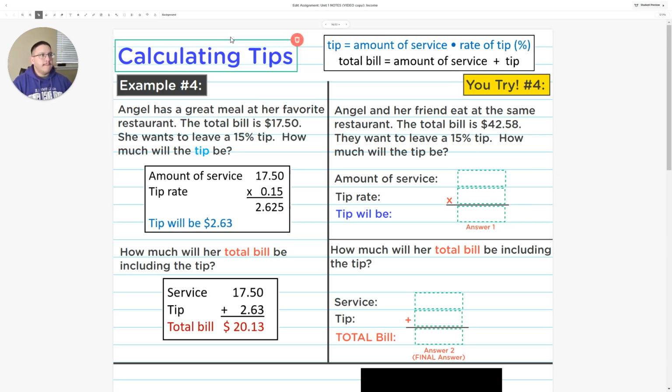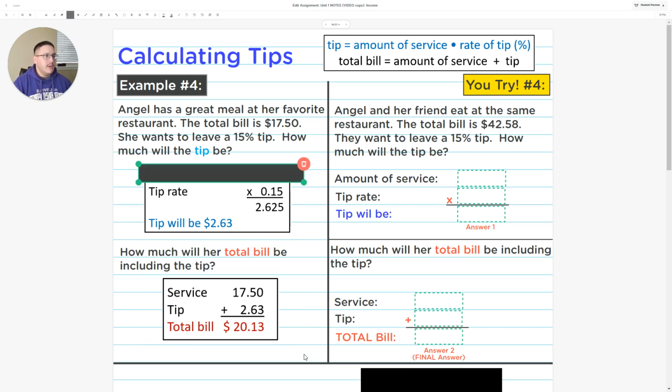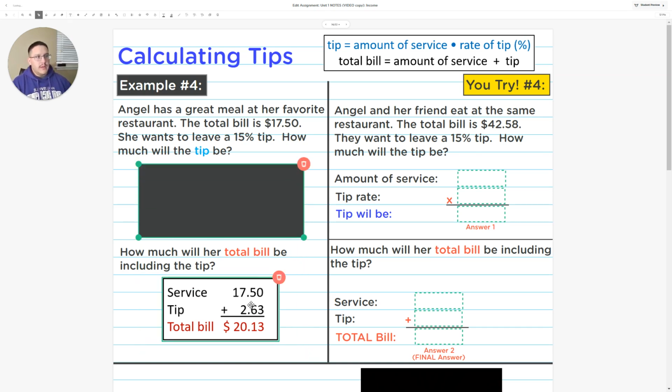Example 4. For this example, Angel has a great meal at her favorite restaurant. The total bill is $17.50. She wants to leave a 15% tip. How much will the tip be? So, let's cover some of these parts and then reveal them as we go.